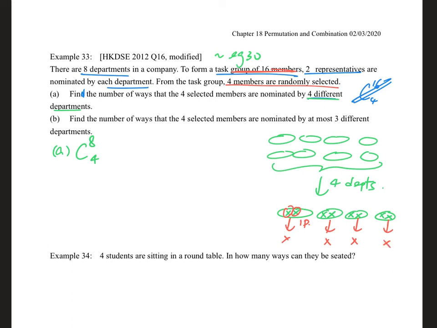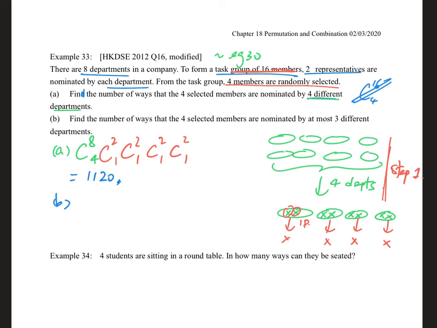So that means in each selected department, I choose one of the 2 representatives, 2C1, 2C1, 2C1 for each of the selected departments. So this is the way I can ensure that the 4 selected members are from 4 different departments, because the job is done by step 1 as follows. It's not an easy technique, right? So you need to understand it first, and later on you try the exercises to get familiar with this technique in your study.